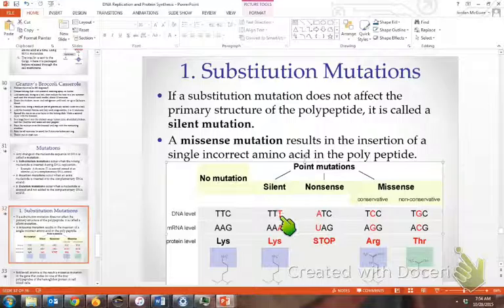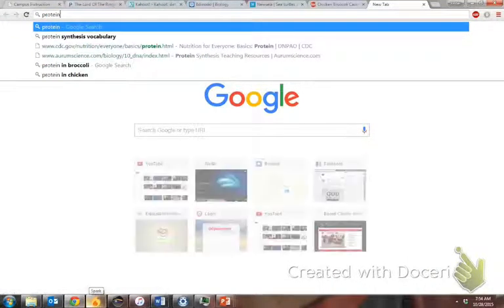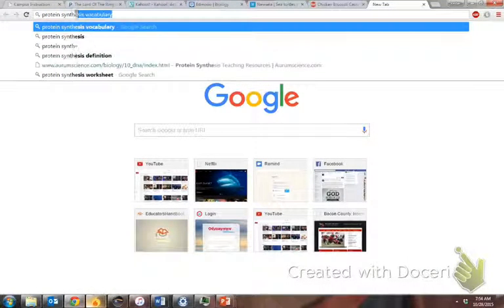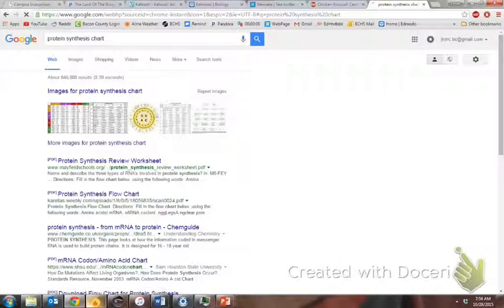However, what you might notice, or what you might remember from yesterday, TTT will code for AAA, and AAA and AAG both code for lysine. You remember the chart yesterday, and I can pull one up if you don't. Sometimes protein synthesis chart, maybe. There we go.